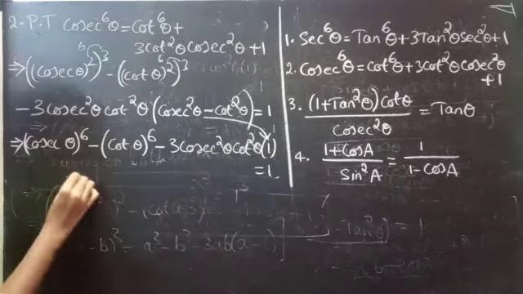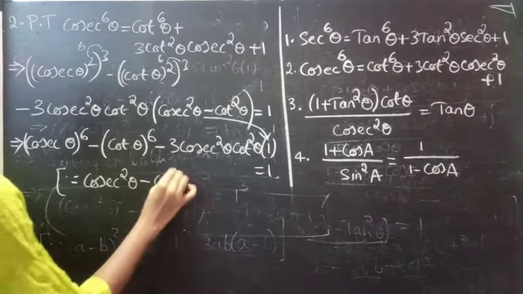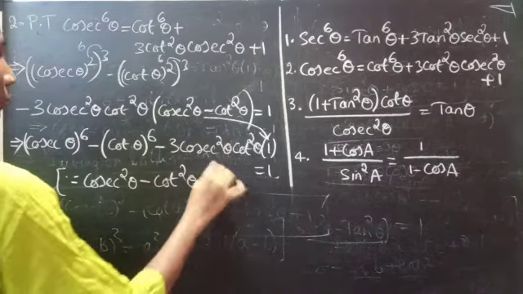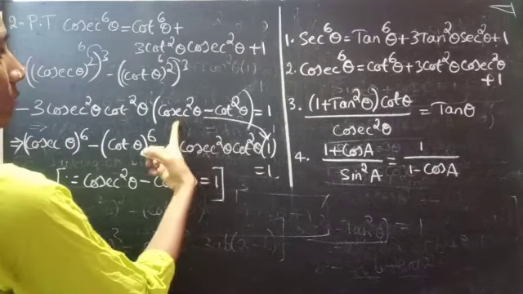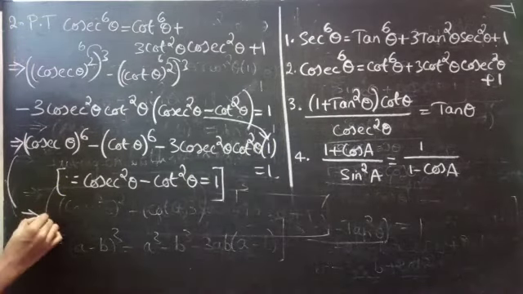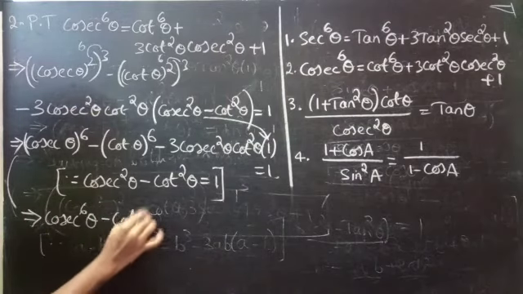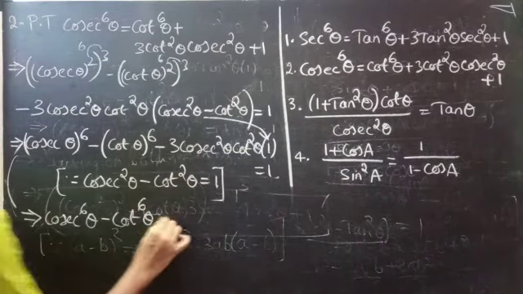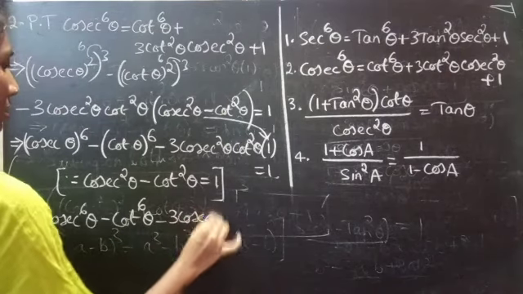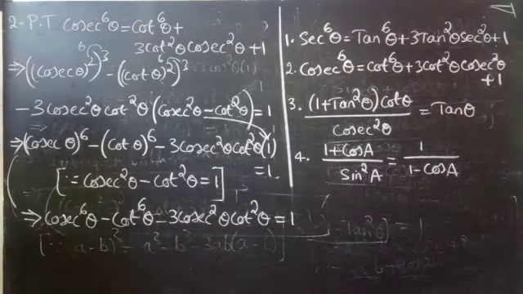Okay, since cosecant square theta minus cot square theta equals 1, we have replaced cosecant square theta minus cot square theta with 1. So this implies cosecant cube 6 theta minus cot cube 6 theta minus 3 cosecant square theta into cot square theta equals 1. Okay, so now we are going to take these two terms to the right hand side.